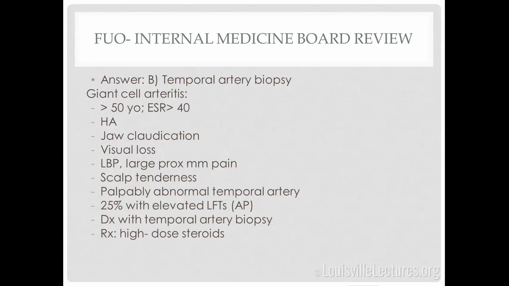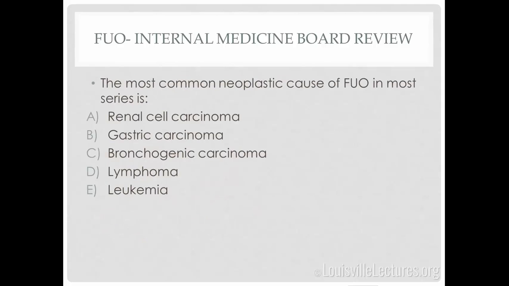But that is a classic question for FUO, that is pretty classic, and you guys were all very aware of this diagnosis. All right, so what about the most common neoplastic cause of FUO in most series? So this is going to be a guessing game, right? Do you guys think it's renal cell, gastric, bronchogenic, lymphoma, or leukemia?